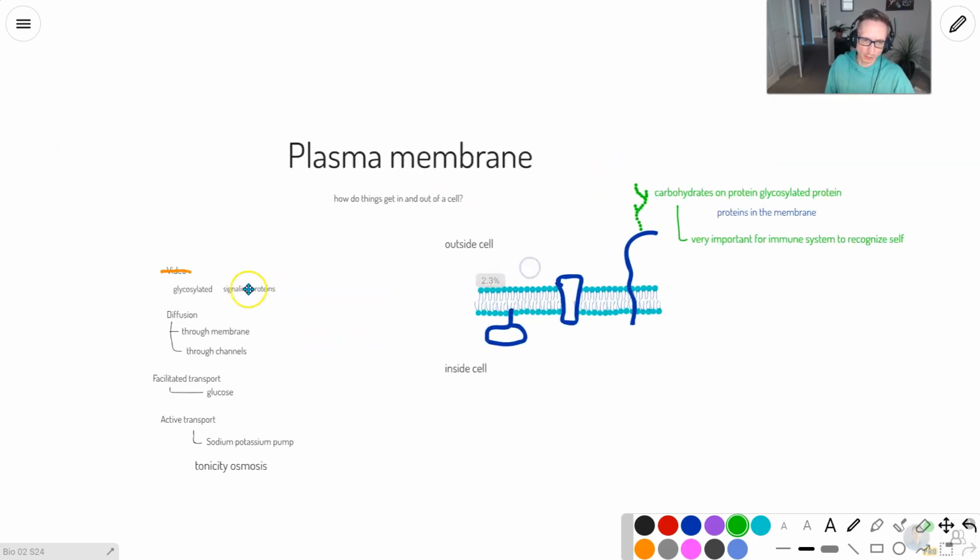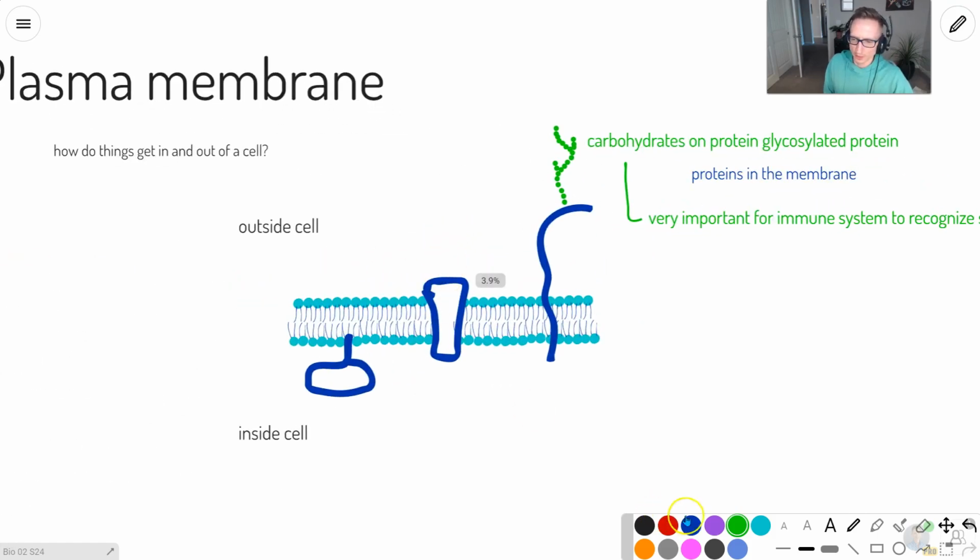And the other thing I wanted to talk about was just signaling proteins. So for example, sometimes things don't have to enter the cell for changes to occur. So let's say this is a signaling protein right here. What can happen is a signal molecule comes in, binds to it, and then we have a signal occur.